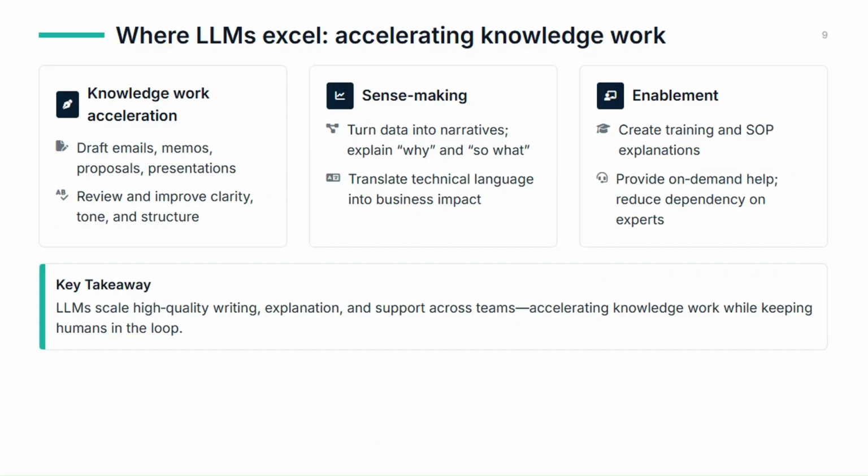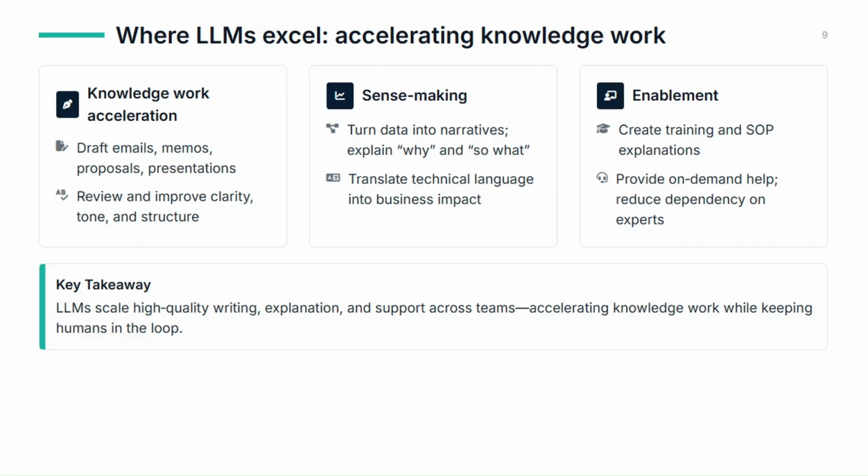LLMs are exceptionally powerful for knowledge work. They help people write faster, read smarter, and explain complex ideas clearly. They turn data into narratives. They translate technical language into business impact. They enable self-service, reducing dependency on experts and speeding up daily work. When used correctly, LLMs do not replace professionals. They remove friction from thinking and communication.